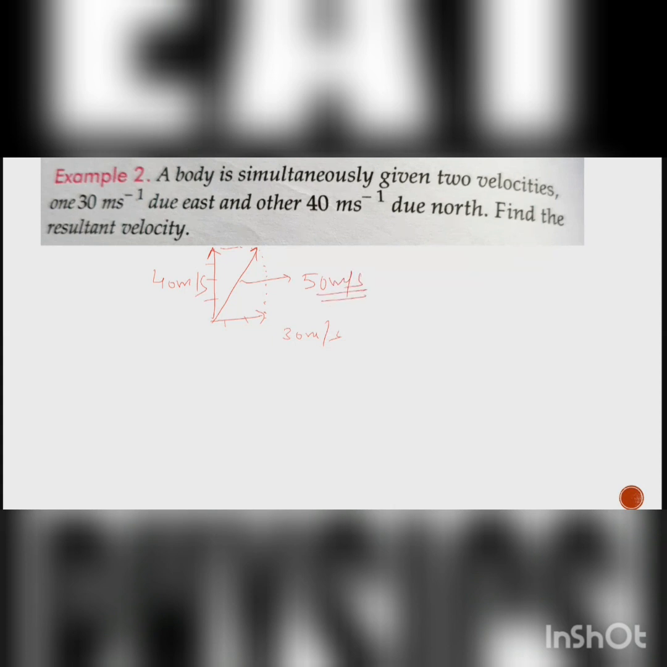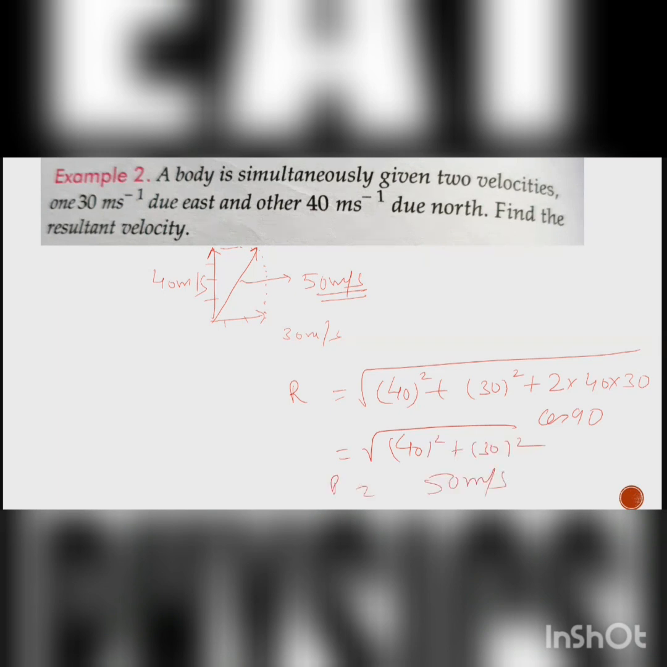One way of doing it is this. The other way would be to use the parallelogram law. The resultant is going to be under root a square plus b square plus 2ab cos 90. Cos 90 is going to be 0, so this last term becomes 0. So this would again give you 50 meter per second.